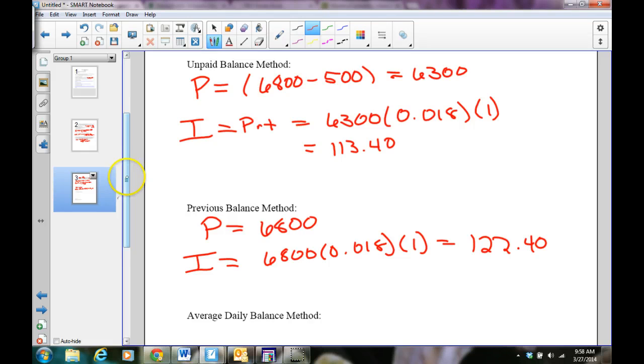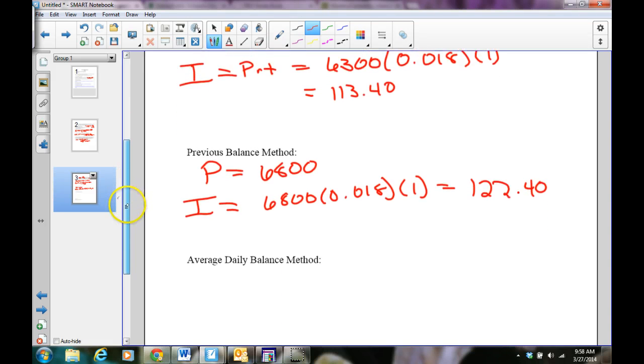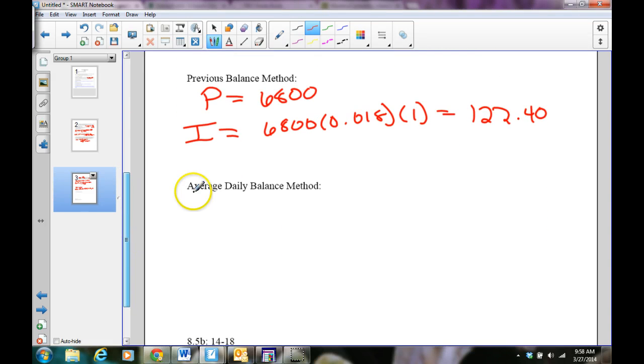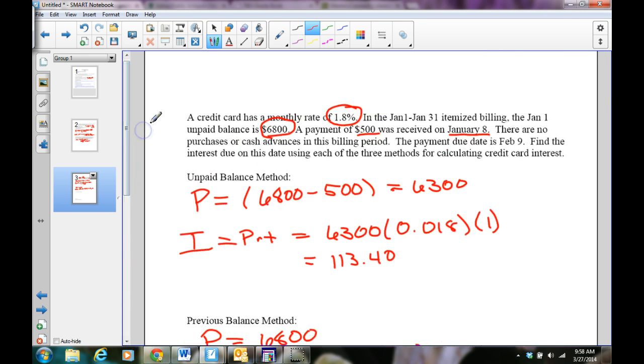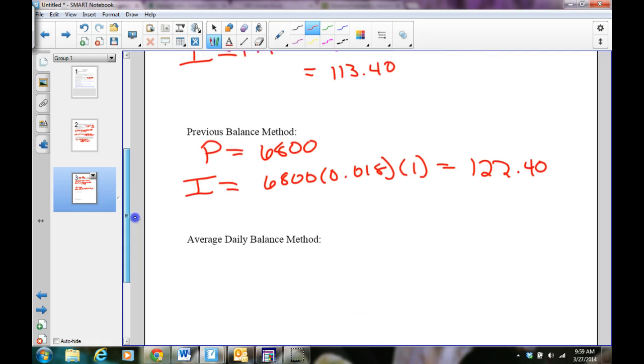All right, the very last one on this page is the average daily balance. So this is where you got to pay attention to when you paid the balance before. So here we have 6,800. We had that value until January 8th. So how many days is that of that month? 7 days of that month we had 6,800. So I'm going to write that down.